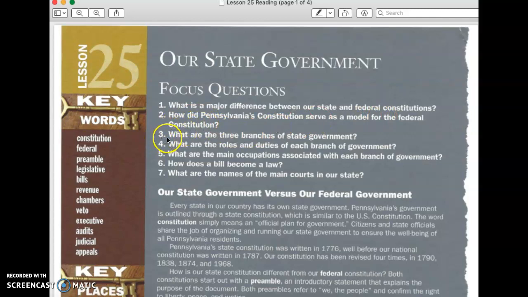3. What are the three branches of government? 4. What are the roles and duties of each branch of government? 5. What are the main occupations associated with each branch of government? 6. How does a bill become a law? And 7. What are the names of the main courts in our state?